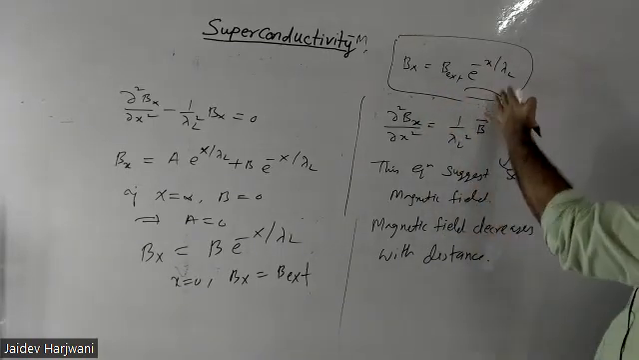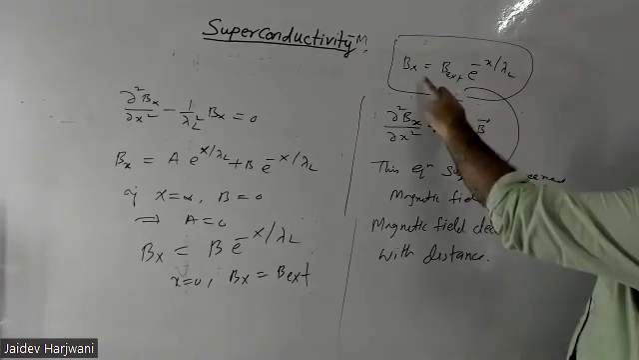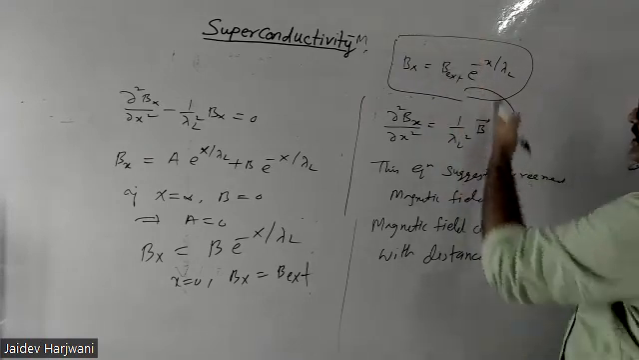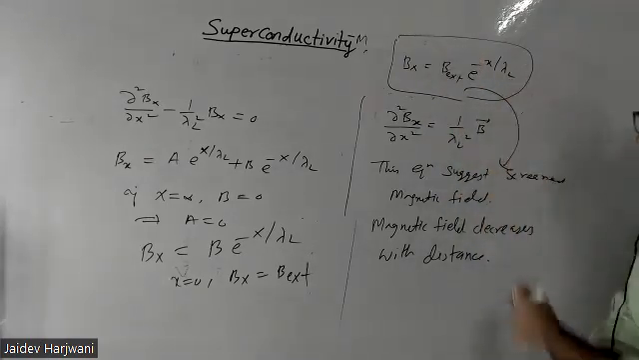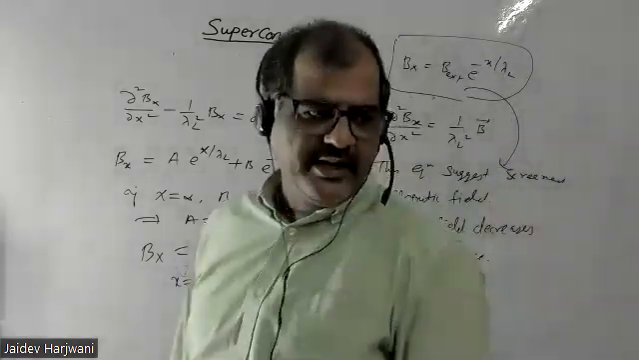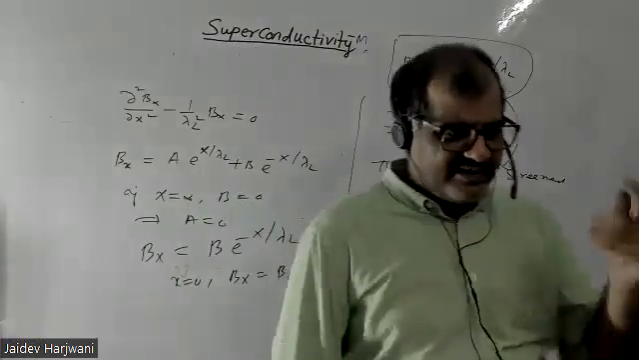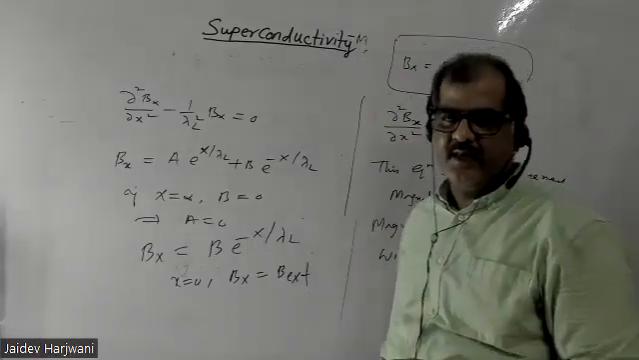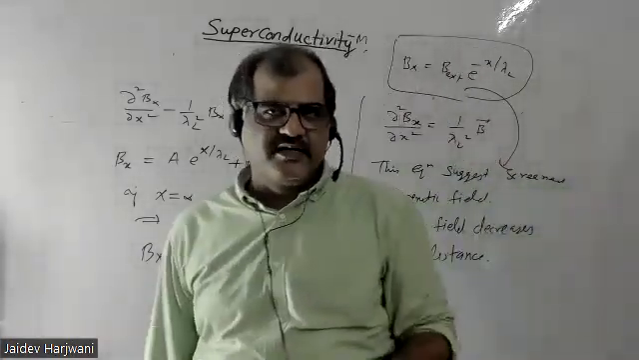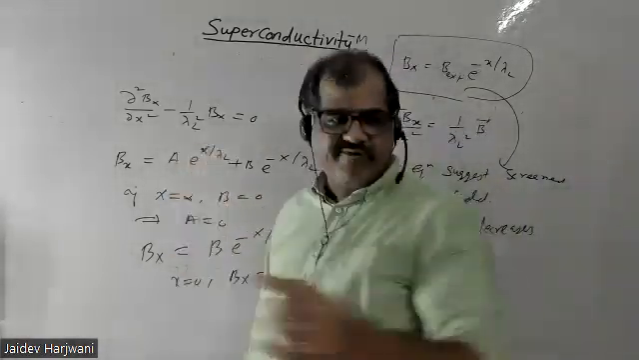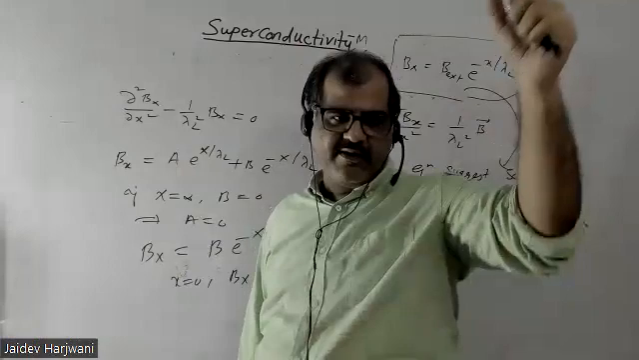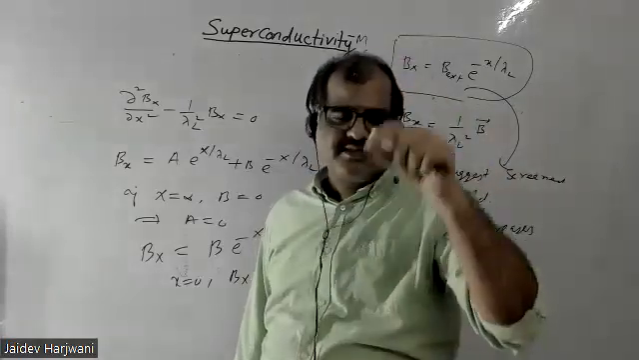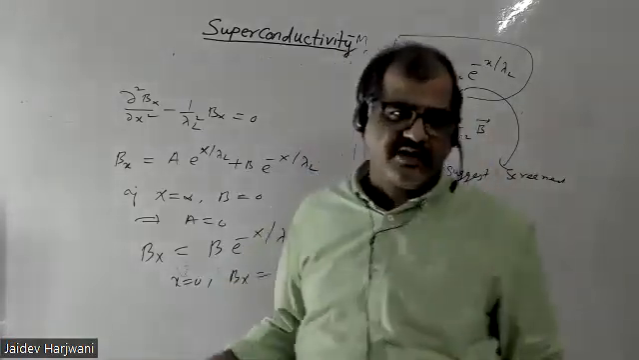This equation suggests screening of the magnetic field. You applied B external outside, but inside the material, your B is exponentially decreasing with the penetration depth. So only a very small distance it will penetrate, because this is an exponential decrease. Depending on the material, this lambda, it will drop to zero. It will go on the surface, exponentially decrease and become zero. So inside the material, this magnetic field will not penetrate, and that's what your Meissner effect is.